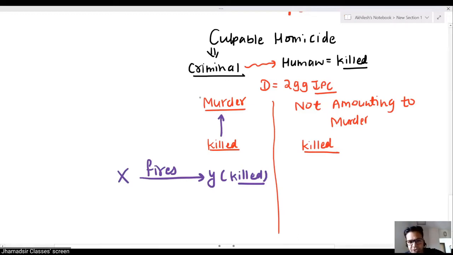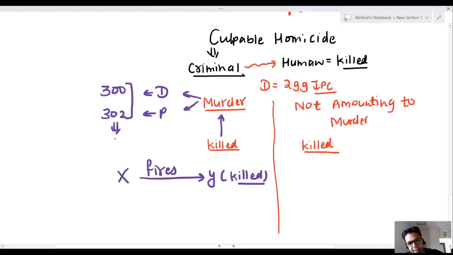Doctor, the definition of murder is 300. Punishment of murder is 302 IPC. And sir, punishment is LI to DS. That's a very simple example. X fires, or I stabbed a person, and the person is killed. It is a murder. So the first thing is murder.